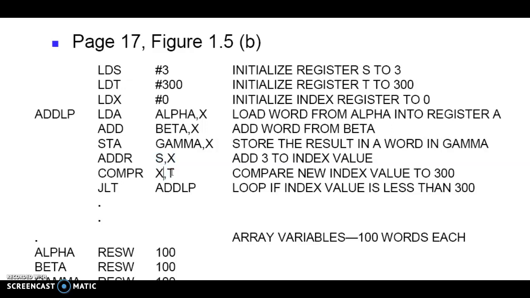Compare the result obtained with T. T is 300. So 03 is less than the 300 value, so looping will be performed. This 3 will be used for incrementing the address bytes, and 300 is used to check for the 100 words, or 100 iterations. Then it performs addition. Once it reaches 300, it exits from the loop. So similar examples are there in the textbook also. You can check with those examples.